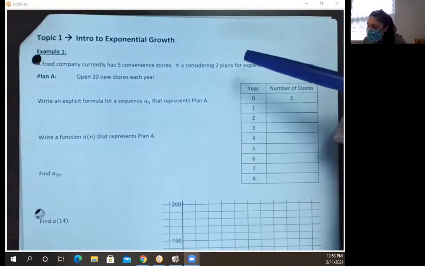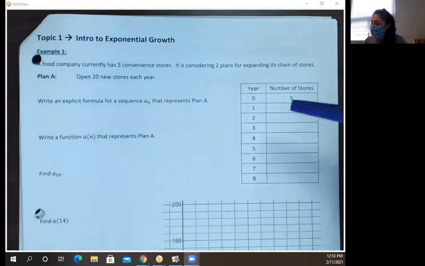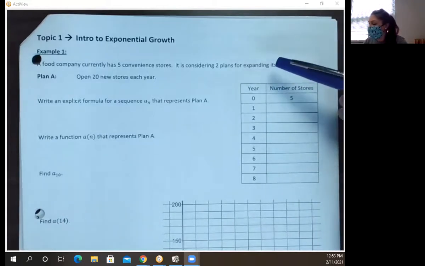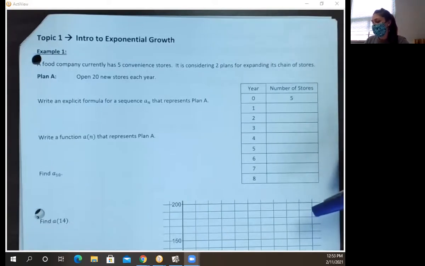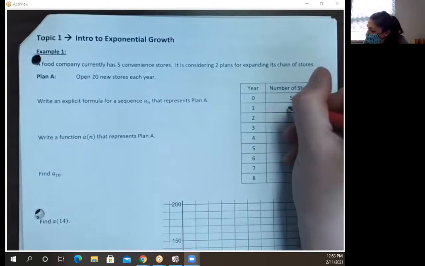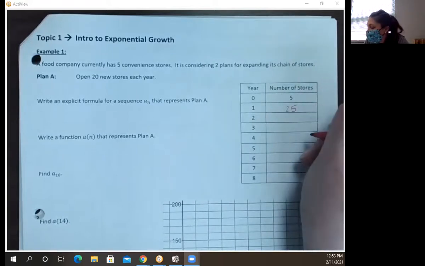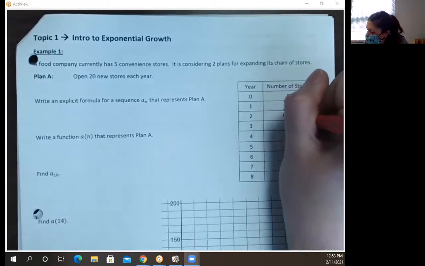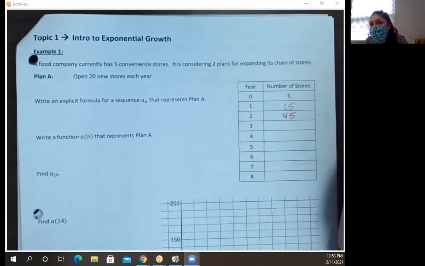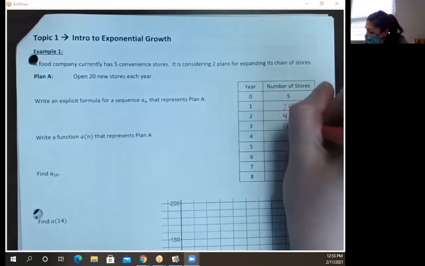So for today, our big example is that we have a food company that currently has 5 convenience stores, and it's considering 2 different plans for expanding its business. So plan A is what we're going to look at first. For plan A, it says we're going to look at opening 20 new stores each year. So we've got 5 stores that we're starting with, and then we're going to open 20 new ones. That would give us a total of 25 stores. And then we'll open 20 new ones, so that would give us a total of 45 stores. And then we'll open 20 new ones, so then we would have 65 stores.